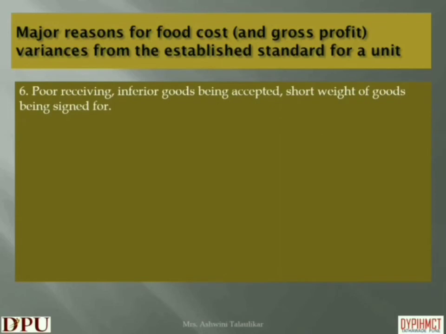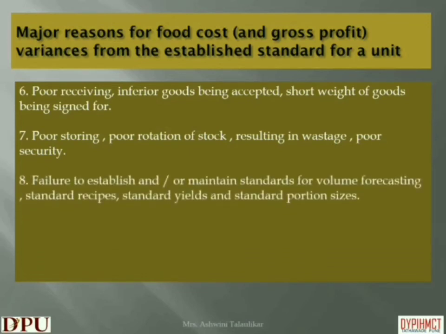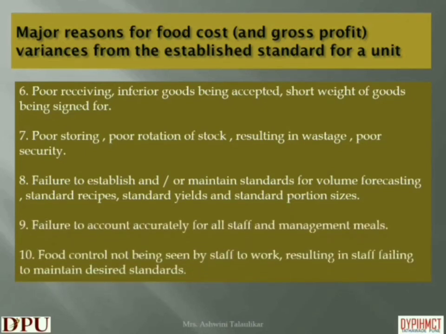Poor receiving, inferior goods being accepted, short weight of goods being signed for, poor storing, poor rotation of stock resulting in wastage and poor security, failure to establish or maintain standards for volume forecasting, standard recipes, standard yields and standard portion sizes, failure to account accurately for all staff and management meals, food control not being seen by staff to work, resulting in staff failing to maintain desired standards.